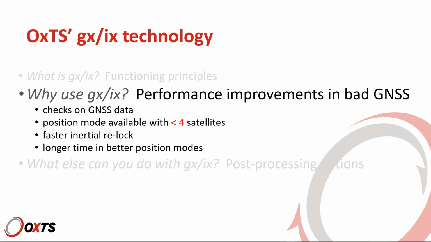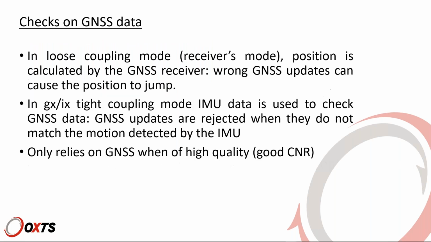It has a faster inertial relock, meaning when the number of satellites come back to 4 or more, so a full position solution is available again, GXIX is much quicker than the receiver to jump back to that full position solution. So it provides longer periods of time in better position modes because it always gives you the best position mode available at any given time. Examples of all of this.